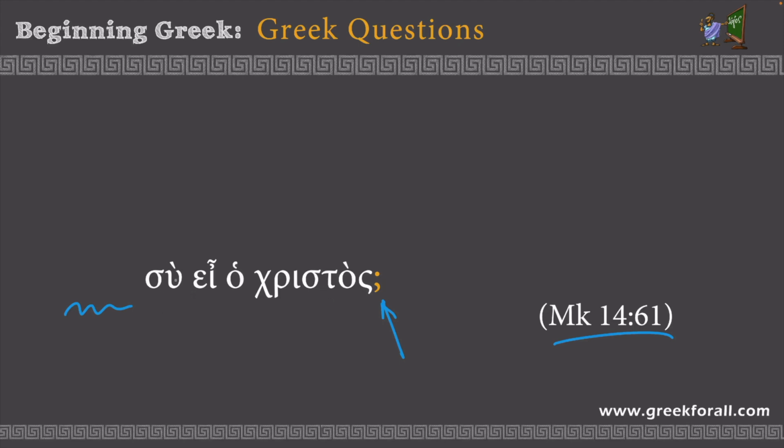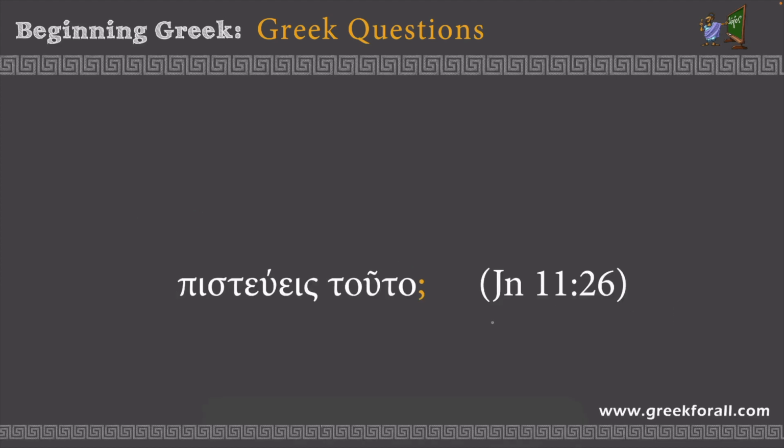Let's translate it. Su means you. Ei is the verb eimi in the second person singular, meaning are. So you are ho Christos, the Christ. So literally it says you are the Christ. And if we had a period here, it would be just a sentence, you are the Christ. But because we have a question, we need to convert you are the Christ into a question, and we receive are you the Christ?